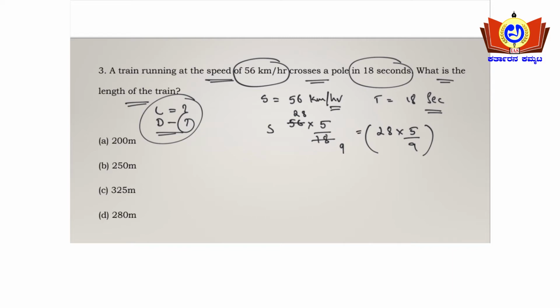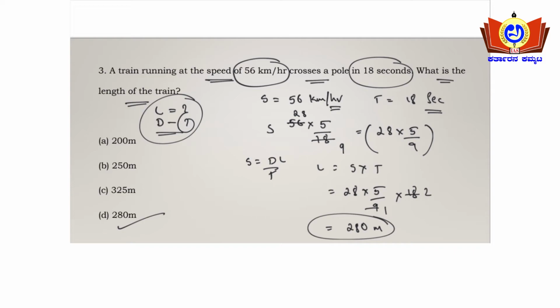So we know the formula, right? Speed is equal to distance upon time. So distance is length, so L is equal to speed into time. What is the speed here? 28 into 5 by 9, into what is the time taken? 18 seconds. 9 2s are 18, so 5 2s are 10. 10 into 28 will be 280. So 280 meters. This is the answer here. Option D is the right answer for this. This is a simple question. Okay, so moving on to the next question.